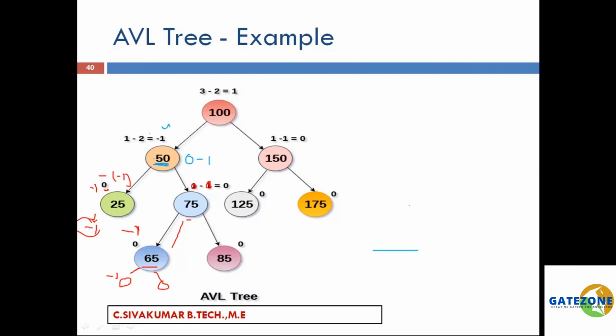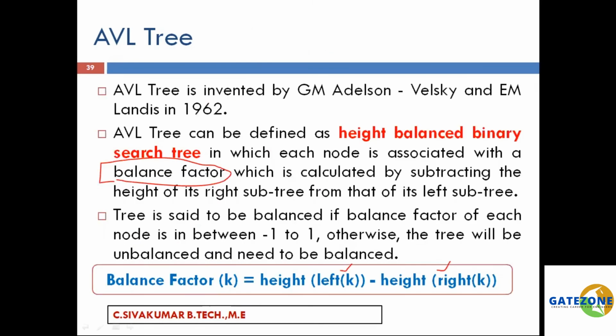So they have used a different formula. They arrived at the correct answer, but they are using a different formula. Formally you follow this formula, because in the textbook they follow this formula only: height of the left subtree minus height of the right subtree. So you have to follow that.